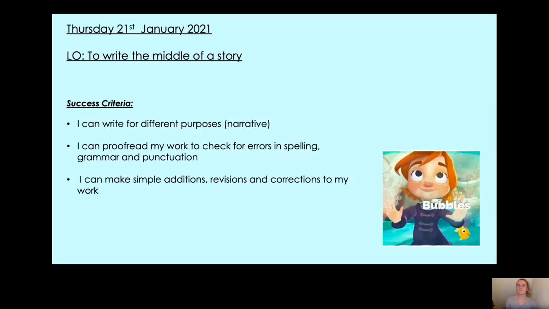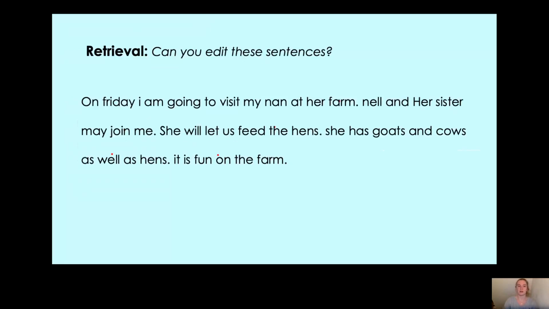Now, when I've been looking at your work from home, it's absolutely brilliant, but the one thing I think we need to work on is when to use capital letters. So therefore, we are going to do our retrieval practice, our retrieval activity at the beginning of our lesson on capital letters. So here you go.